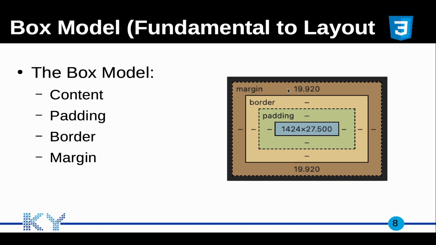And then this is the margin. As you can see, we have a margin on the top and on the bottom of 19.920 pixels. That's what we have here. So just keep in mind that everything in CSS is a box. The heading tag, the paragraph tag, everything you see on the browser through CSS, it is seen as a box. We are going to discuss that as well as we go on.